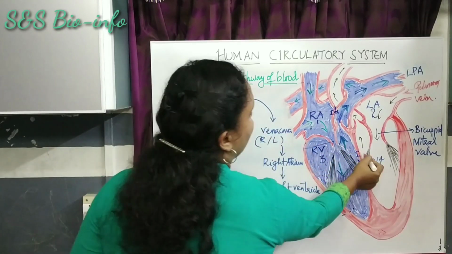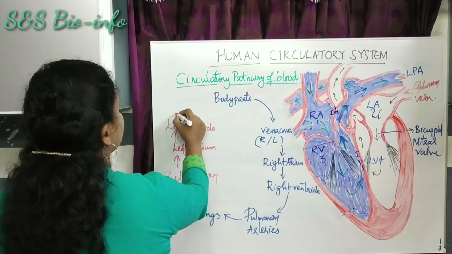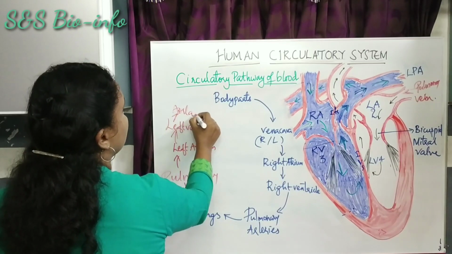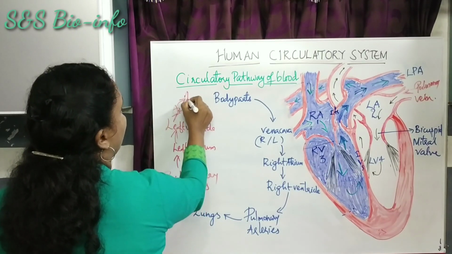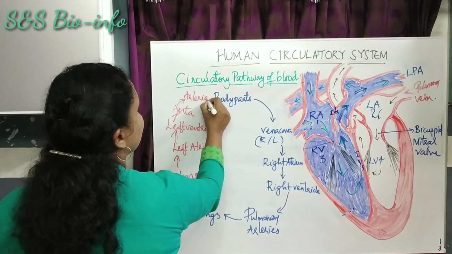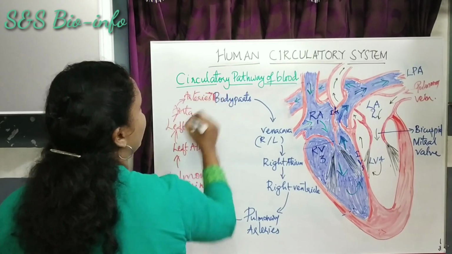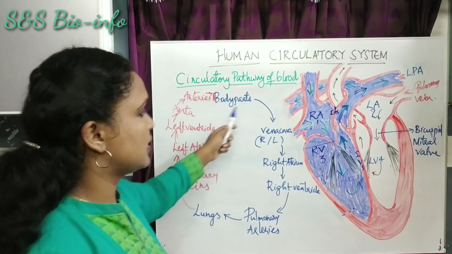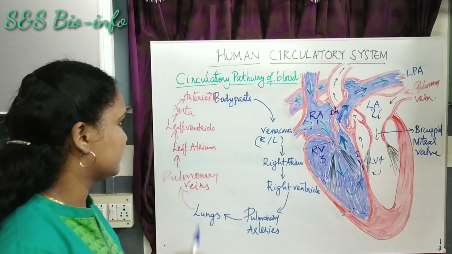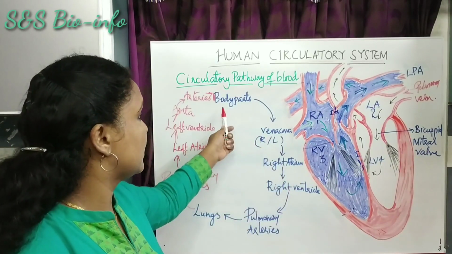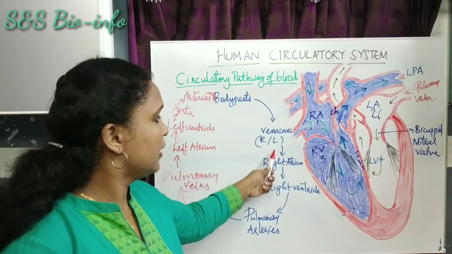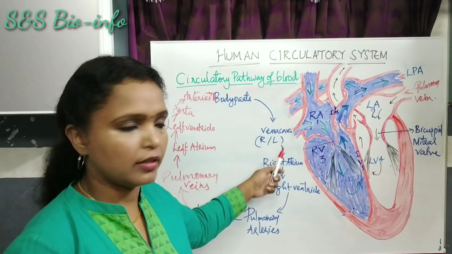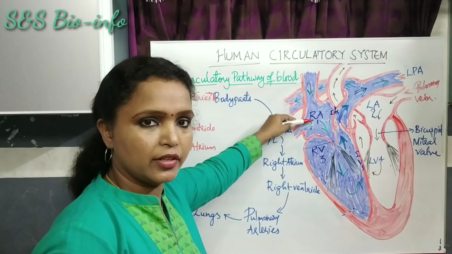Then to the aorta, then to arteries, then body parts. So this is the circulatory pathway of the blood. The impure blood is collected from the body parts by the superior and inferior vena cava. Then it goes to the right atrium.